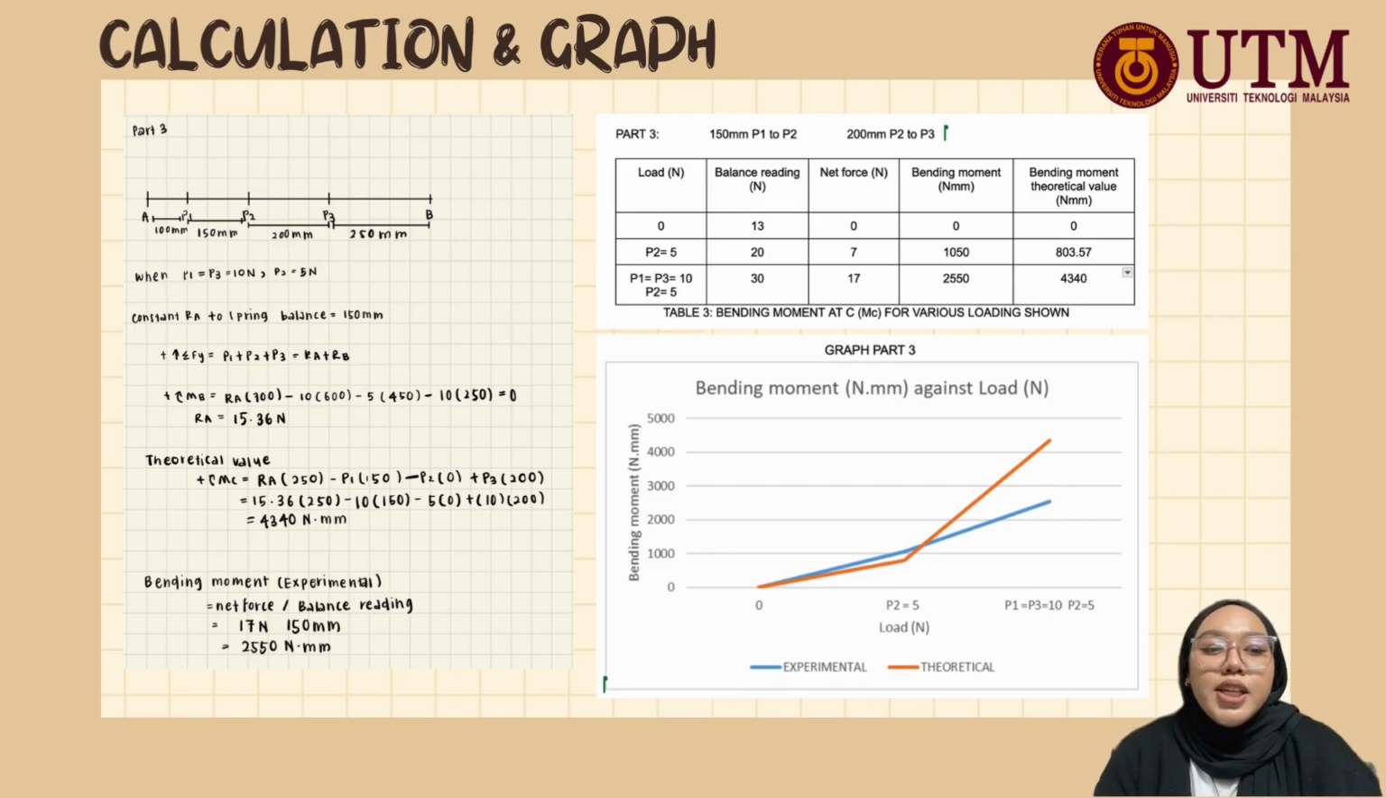In part 3, the load remains the same as in part 2, but the distances from P1 to P2 and P2 to P3 are altered. The calculations follow the same approach as in part 1 and part 2, with the only changes being the distances between the load and the respective points, and the graph illustrates the bending moment against the load.